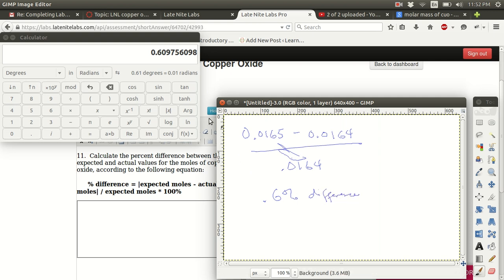Okay, why is it not 0.6097 or 0.6098? Why is it not 0.6110%? That's because of this subtraction problem. When you do this subtraction, you end up with 0.0001 divided by 0.0164. Now this is only one significant figure because zeros at the beginning are never significant. So that means your answer in this division problem needs to be only one significant figure. So there it is, 0.6% difference. Yeah, that was very hard.